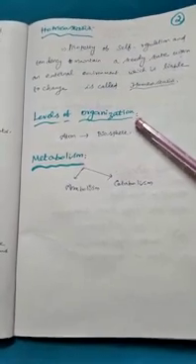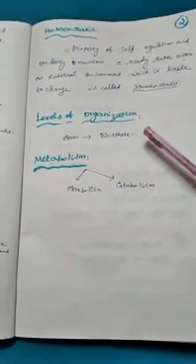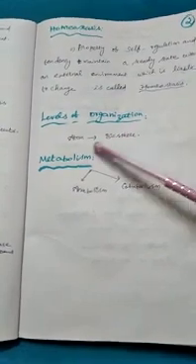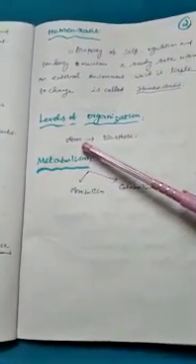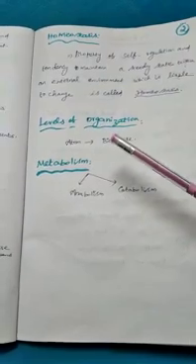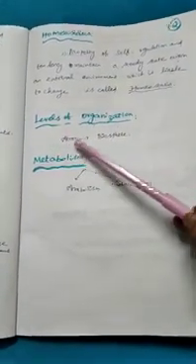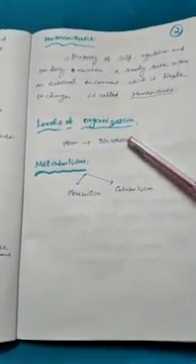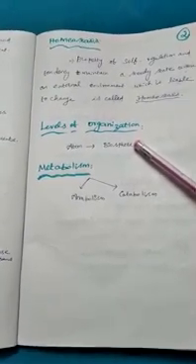The next topic is levels of organization. The levels of organization in living organisms begin with the atom and end with the biosphere. Atom is a minute particle, which we already know about. Each level cannot exist in isolation. Instead of isolation, they form a level of integration.